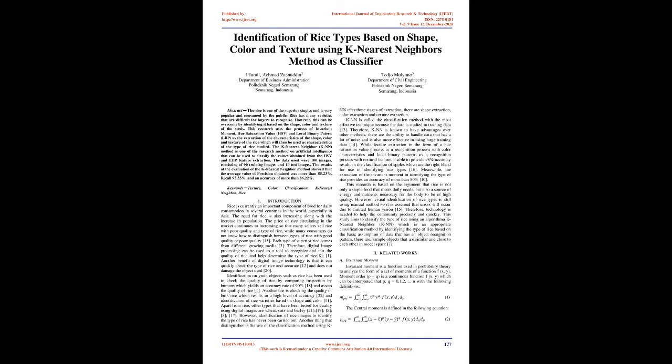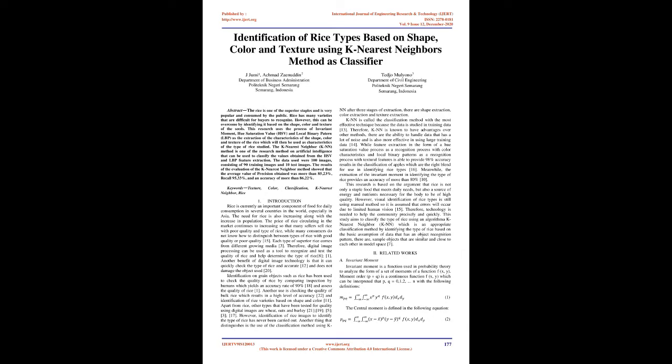This research uses the process of invariant moment, Hue Saturation Value (HSV), and Local Binary Pattern (LBP) as the extraction of the characteristics of the shape, color, and texture of the rice, which will then be used as characteristics of the type of rice studied. The k-nearest neighbor (KNN) method is one of the research methods in artificial intelligence that can be used to classify the values obtained from the HSV and LBP feature extraction.